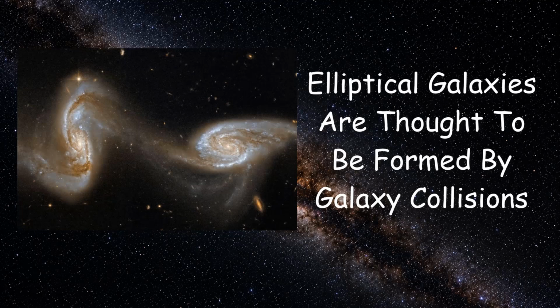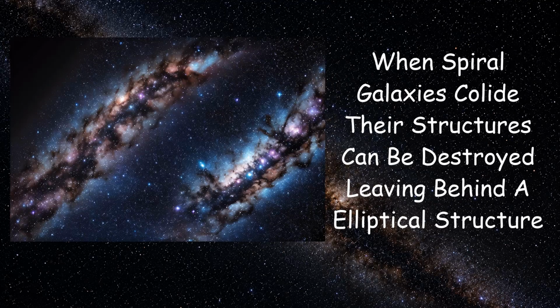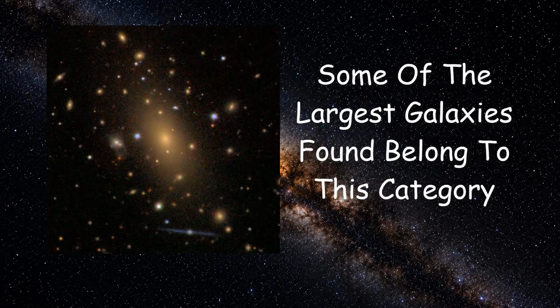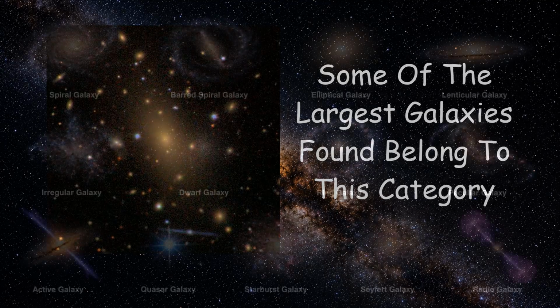Many elliptical galaxies are thought to form after giant galaxy collisions. When spiral galaxies crash together, their organized structure can be destroyed, leaving behind a large elliptical system. Some of the biggest galaxies ever discovered belong to this category.